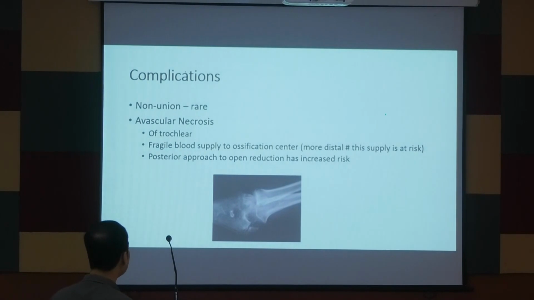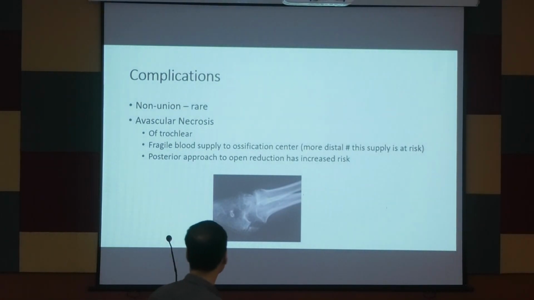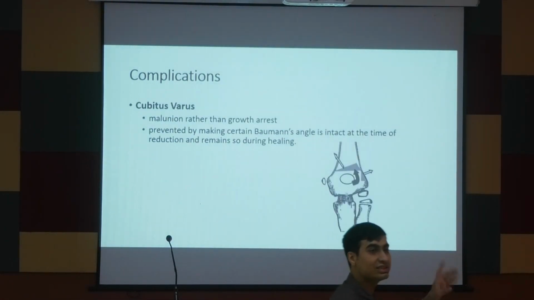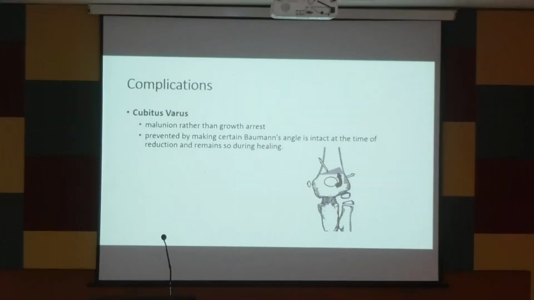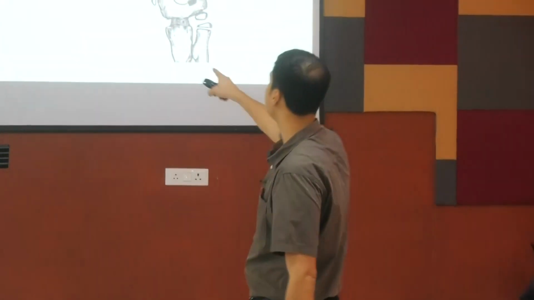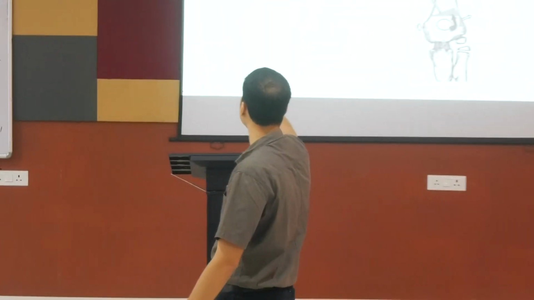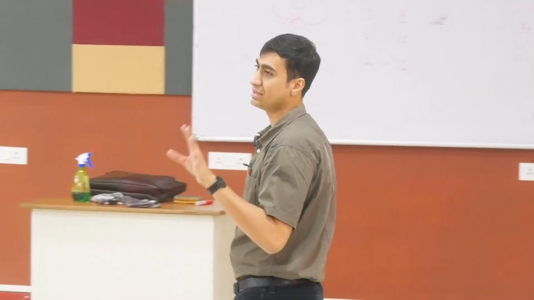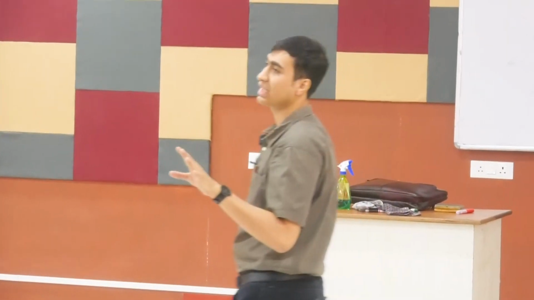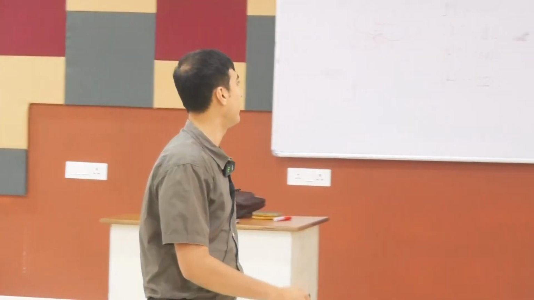Avascular necrosis and non-union are not at all very common complications. The most important one I want to tell is cubitus varus. So whenever you are asked in an exam which is the most common complication, you have to say it is cubitus varus or a gunstock deformity, okay? And see what is written. It can be prevented by keeping the Bowman's angle intact at the time of reduction. So the Bowman's angle is important. If you are not restoring the Bowman's angle, you are going to land up with this.